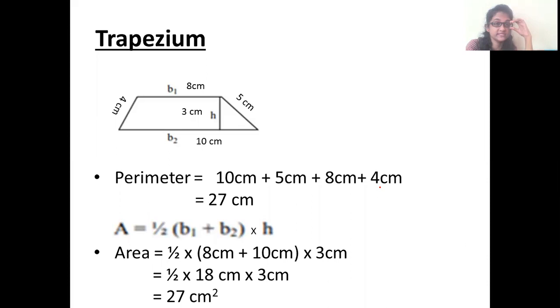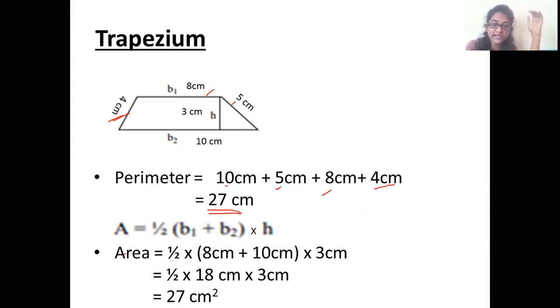For the trapezium, we also have to add all four sides. As you can see here, 4 centimeters, here this is 8, here this is 5, and the 10. We add all four sides, and finally we get 27 centimeters.